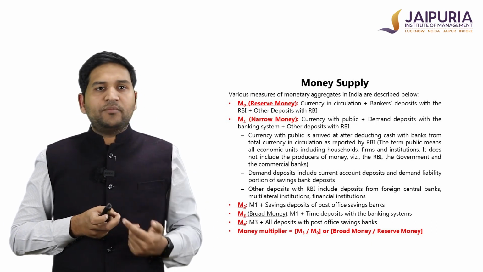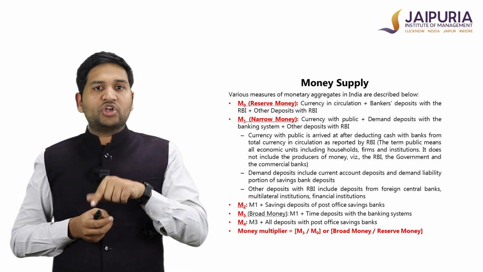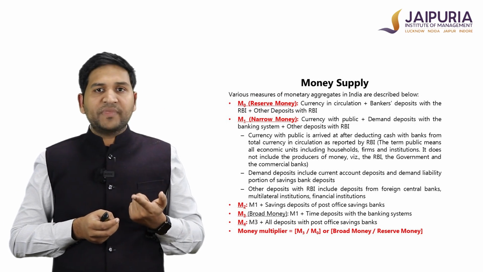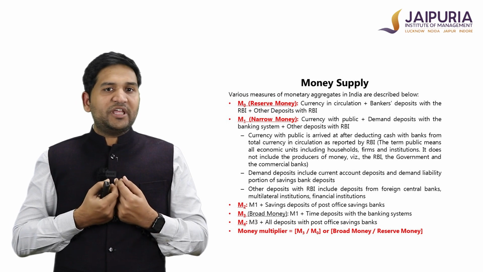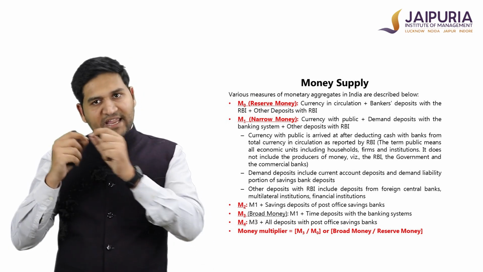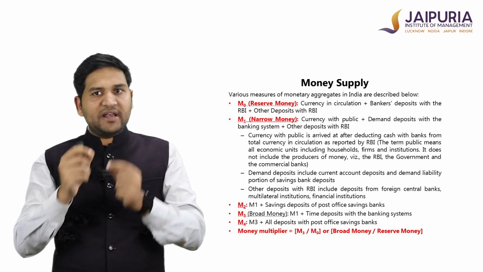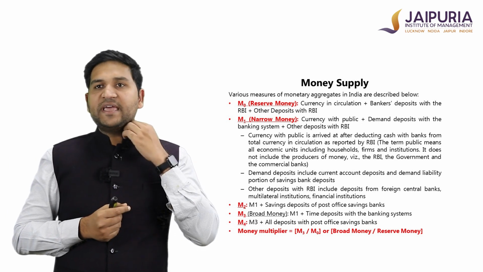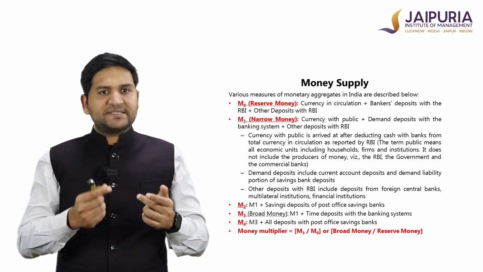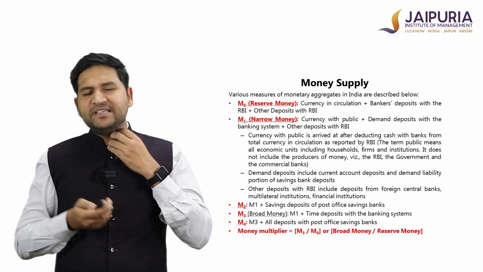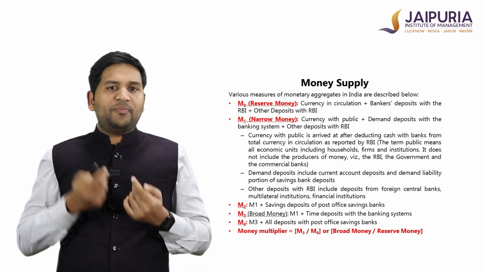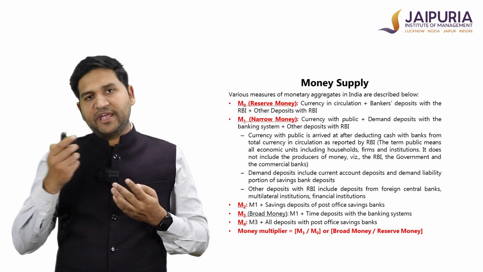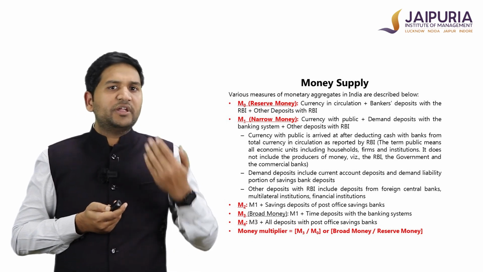Now for calculating M2, we have to add saving deposit of post office to M1. For M3, which is also known as broad money, we take M1 plus time deposit. Time deposit means FD and RD of commercial banks. And last, the broadest form of money is M4, in which M3 plus all deposits of post office. We can easily find the money multiplier also by dividing M3 by M0, that is broad money divided by reserve money. So this is all about money, its evolution and money supply.